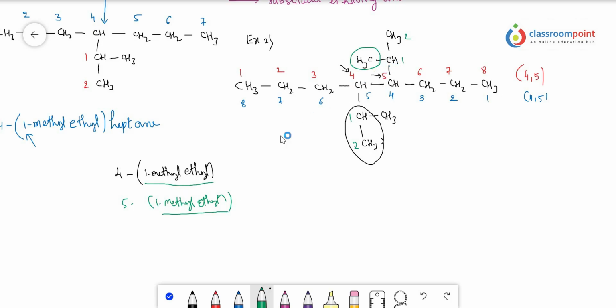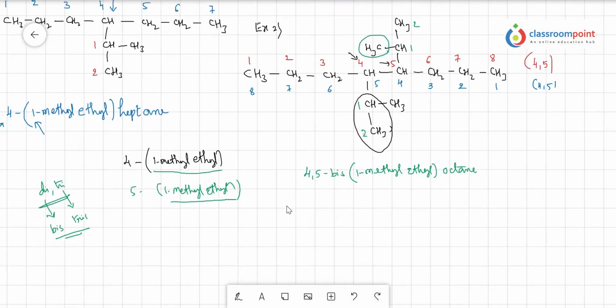In the case of complex substituents, if the substituent is repeated twice, then we should not use the prefixes like di or tri. For complex substituents, the prefixes are different. In the case of di, we use the prefix bis. In the case of tri, we use the prefix tris. So here we shall write 4, 5 bis 1 methyl ethyl octane. This is the name of the molecule.